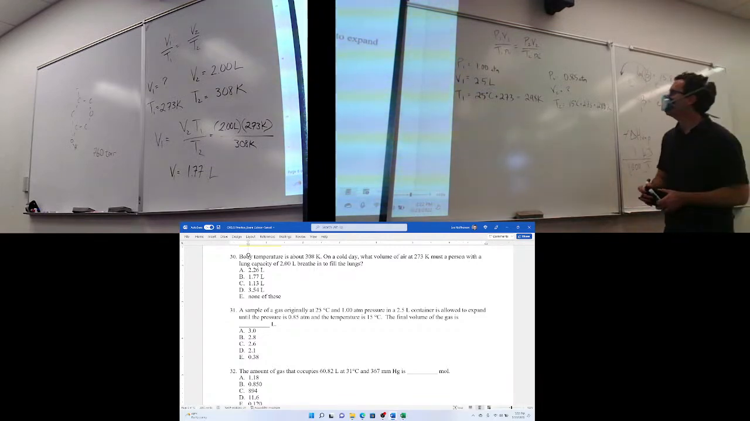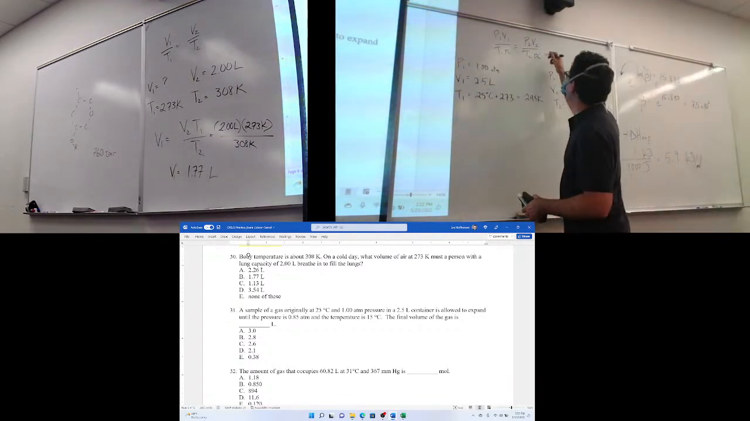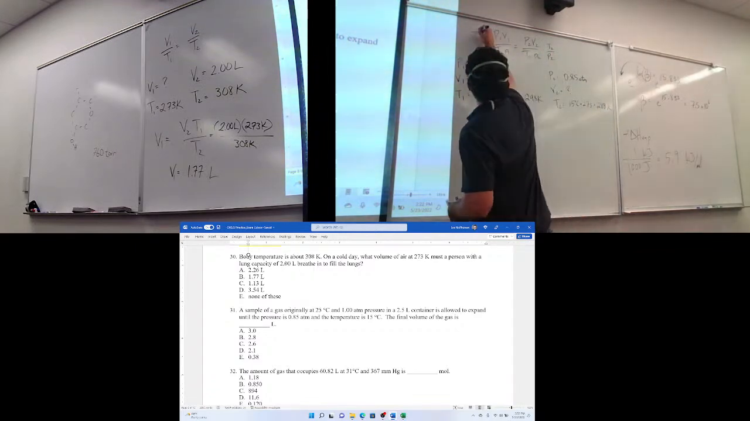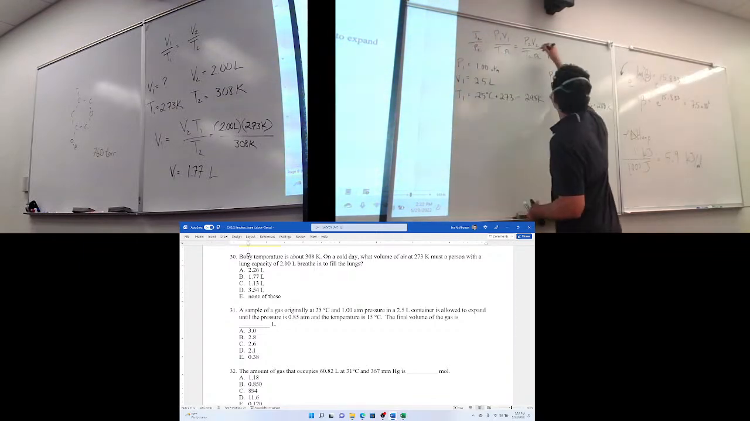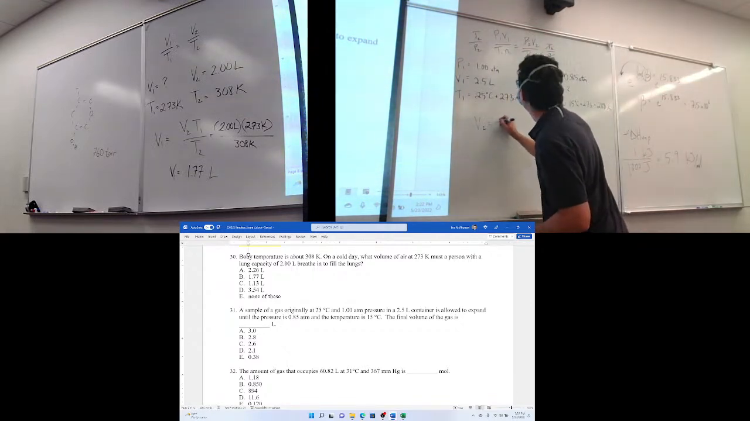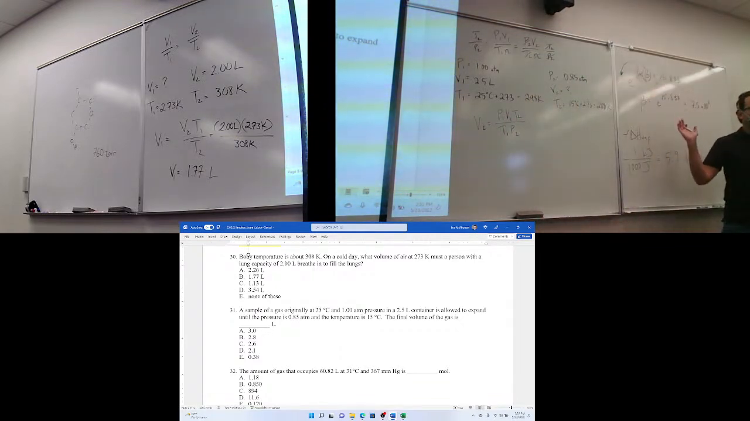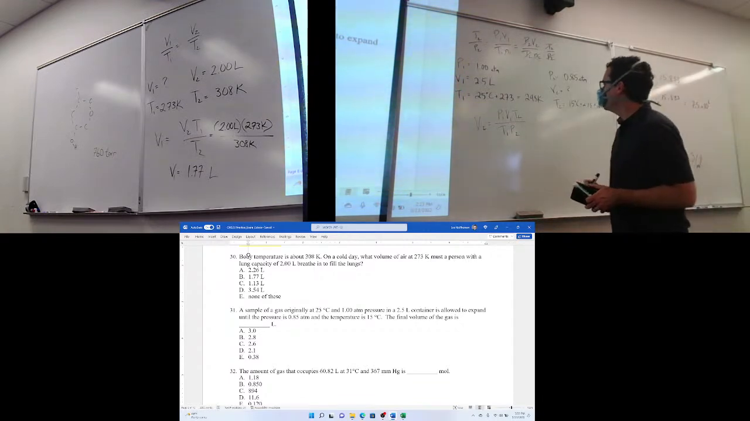Okay, so we're solving for V2. If I multiply both sides by T2 over P2, notice that T2 cancels, P2 cancels. And I'm left with V2 is equal to P1 V1 T2 over T1 P2. You hate algebra, that's fine. You can plug it all in first, simplify it, get some single numbers and then move them over if you like. But this works for me.